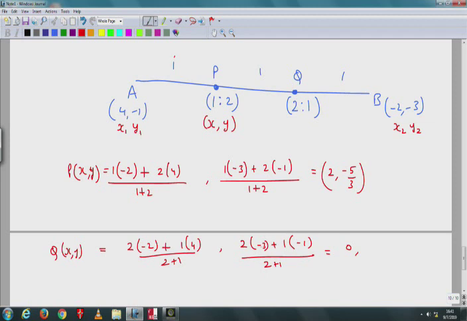This is minus 6 and minus 1, that is minus 7, so minus 7 divided by 3. So this is the coordinate of P and this is the coordinate of Q. These are the points which are trisecting the line segment AB.